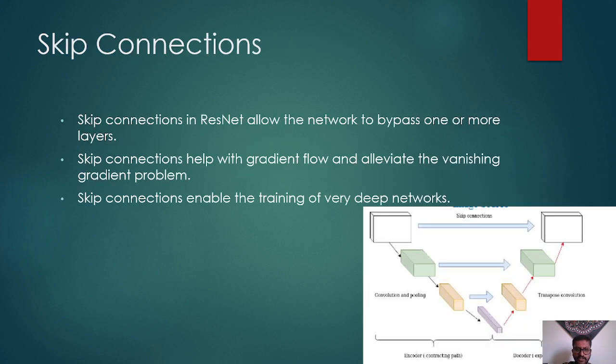Skipping connections. A skipping connection in ResNet allows the network to bypass one or more layers. So the skipping connection helps with gradient flow and alleviates the vanishing gradient problem. Skipping connections enable the training of very deep neural networks. So the connections could be skipped in this way, as in the image given here. It could jump from one layer to another to obtain the output.